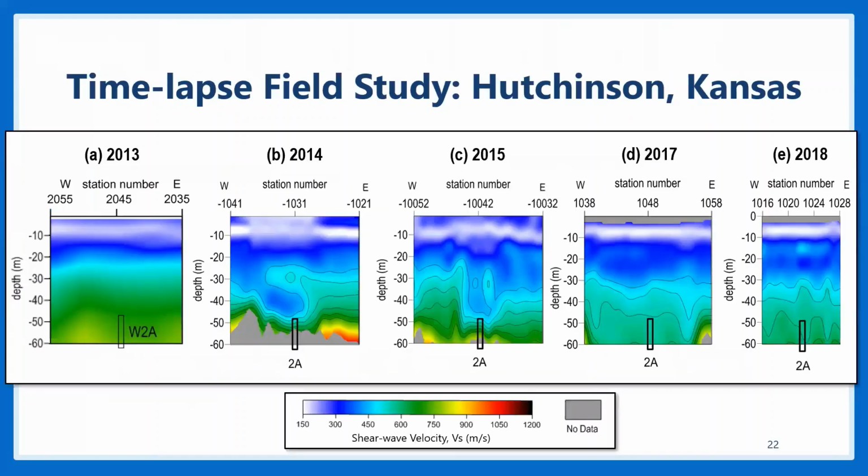Now, if we take what we've learned and apply it to field data that we collected at that site in Hutchinson that I mentioned, again, as a reminder, this site has some abandoned salt dissolution production wells. So I've drawn that here in the center. So each profile is centered on this one well that I'm going to be talking about, well 2A. And so in 2013 is when we started collecting some passive shear wave data.